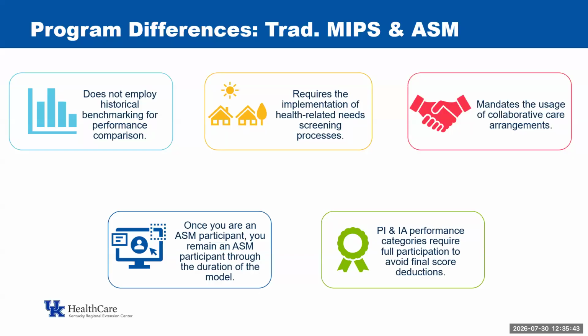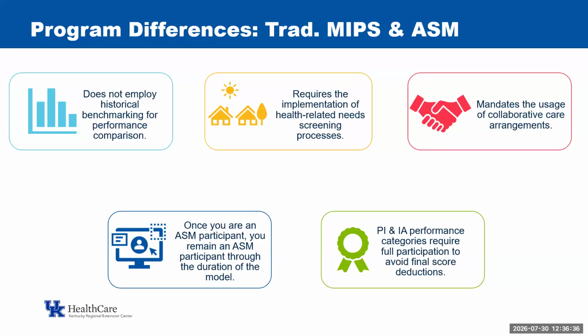I'd be happy to, Jess. So this slide highlights a couple more differences here between MIPS and ASM. As we've touched on, ASM does not employ historical benchmarking for performance comparison. With traditional MIPS, anybody that would just submit that measure, even if they weren't being scored on it, that kind of went into that filler. And we've seen some of those deciles be smaller and shift year to year. With this model, that is not happening. This first year is real-time benchmarking, and then from there, it's going to be benchmarked by just cohort performance. So with everybody competing, trying to get the best score that they can, we expect these deciles to shift pretty high, pretty rapidly.